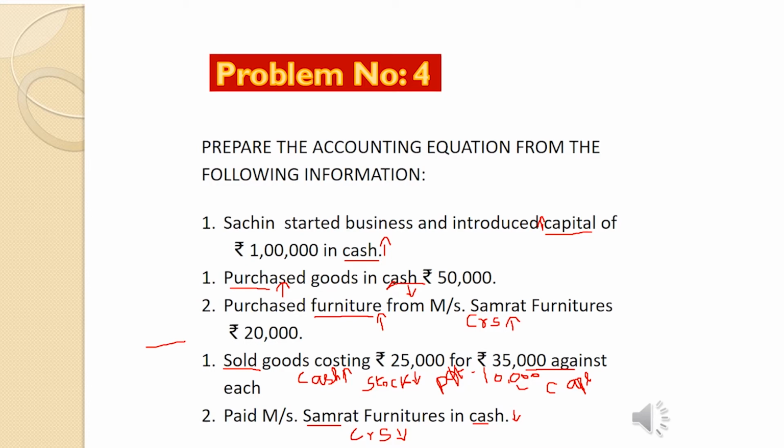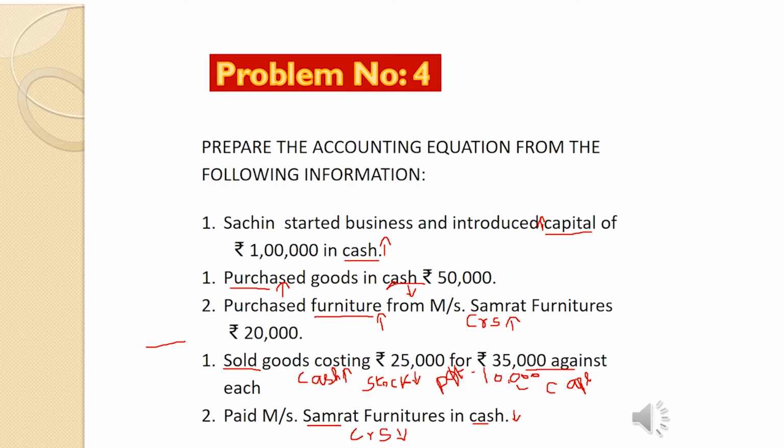Okay, Sachin started business and introduced capital rupees 1 lakh in cash. The amount of capital increase and cash is also increase. Purchase goods in cash. Here purchase stock will be increased and cash is also decreased. Then purchased furniture from Samrat Furnitures rupees 20,000. Furniture is also increased, and as it was purchased on credit basis, creditors also increased.